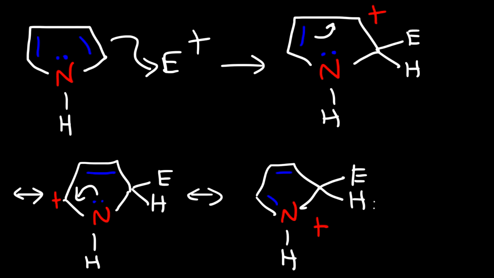Now the last step in the mechanism is to take off the hydrogen. So let's start with this structure. If we have a base, and if we decide to take off the hydrogen, then the carbon-hydrogen bond will break, regenerating the aromatic ring, giving us basically this compound, but with an electrophile attached to it, if you want to finish the mechanism.